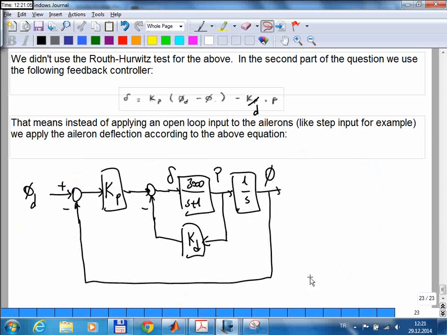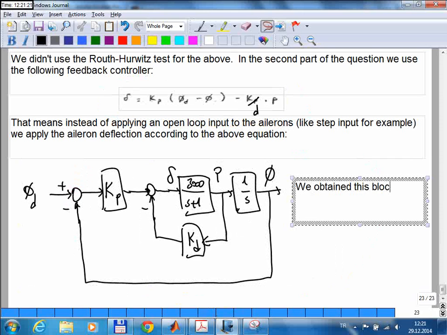Okay, so what I did here is I drew the block diagram for the closed-loop system using the controller equation. Okay? We obtain this block diagram using the given controller equation.